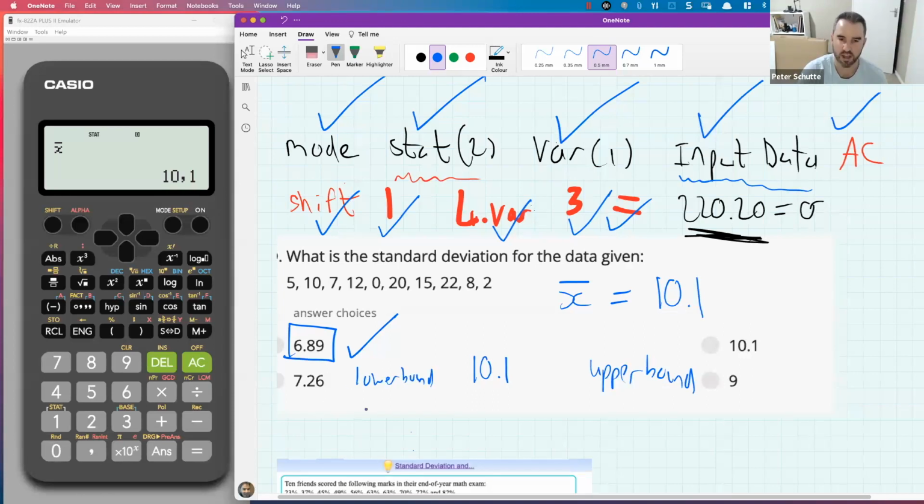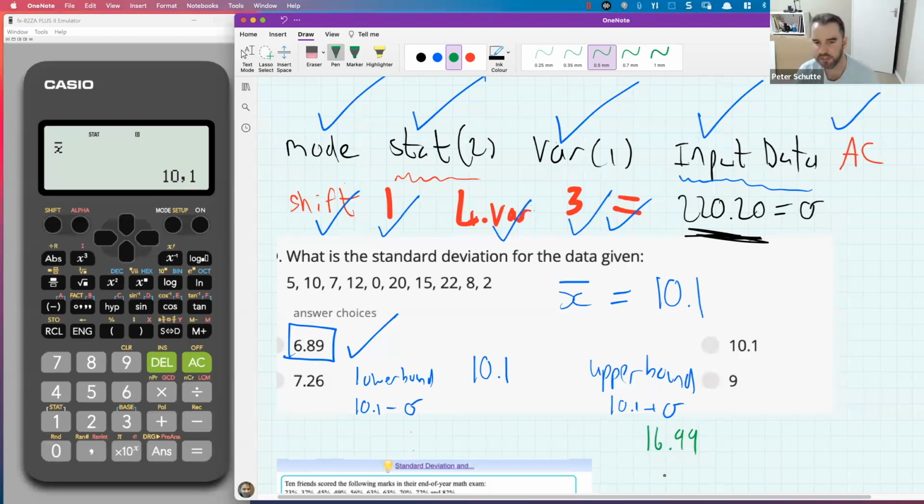And the way you do that is you take the mean and you subtract the standard deviation. And then for this one, you say, take the mean and add the standard deviation. How many values fall within this range? So the upper bound is 16.99. That looks good to me.